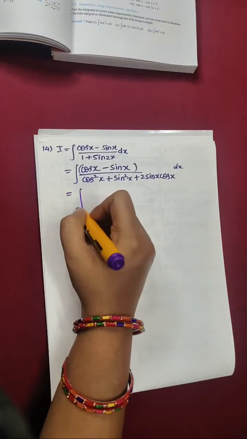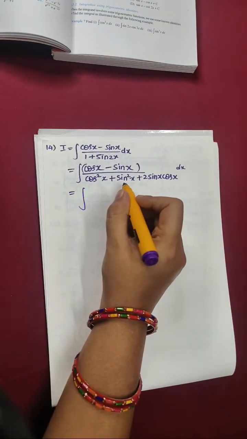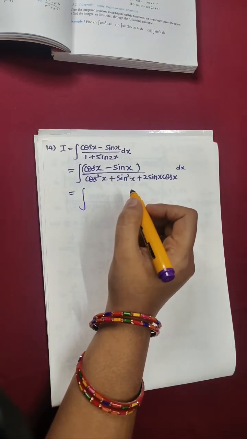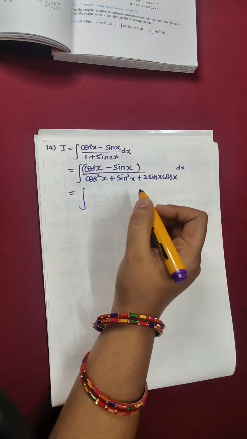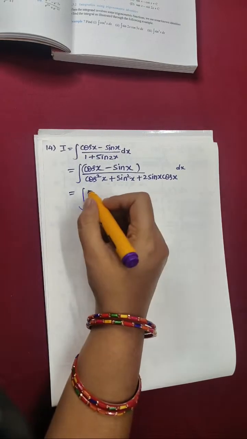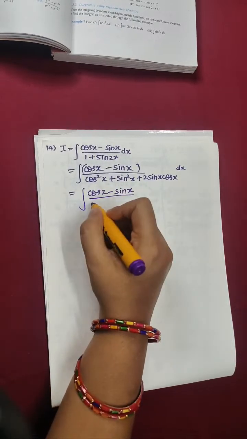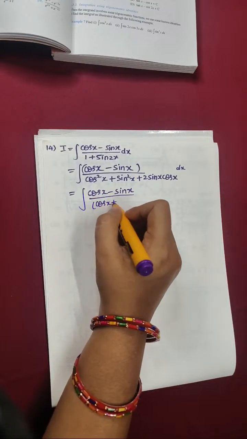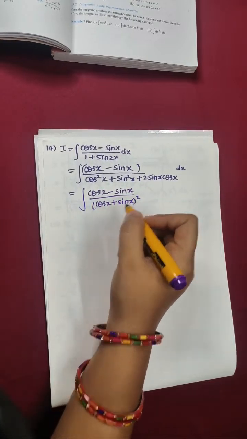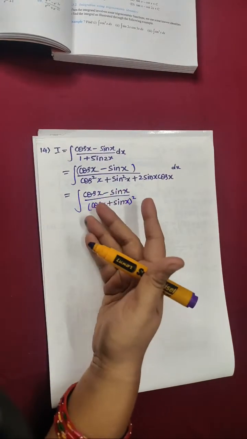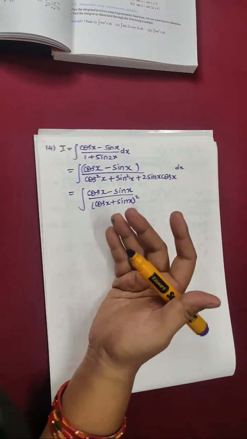So now this is of the form a square plus b square plus 2ab. Since we have a square plus b square plus 2ab, that can be written as a plus b the whole square. In the numerator you have cos x minus sin x, and in the denominator you have cos x plus sin x the whole square. Whether you write sin x plus cos x the whole square or cos x plus sin x the whole square, both mean the same because everything is positive. So the order of writing sin or cos means the same.